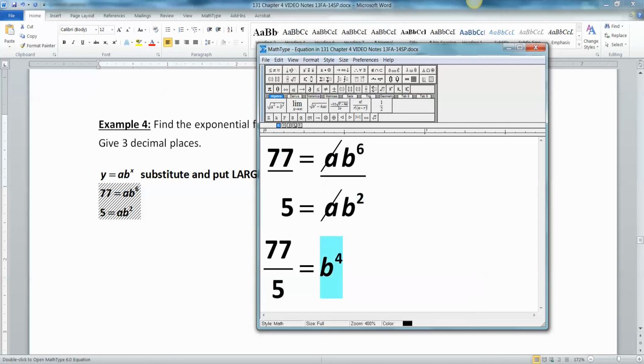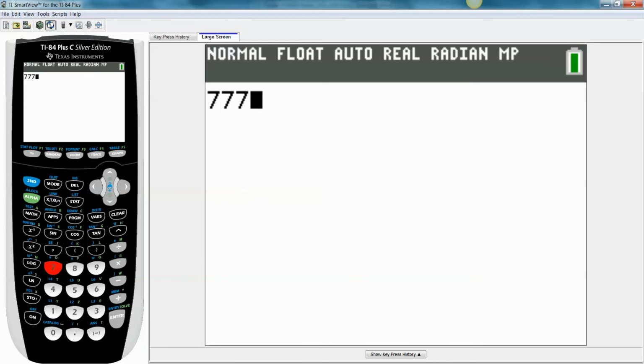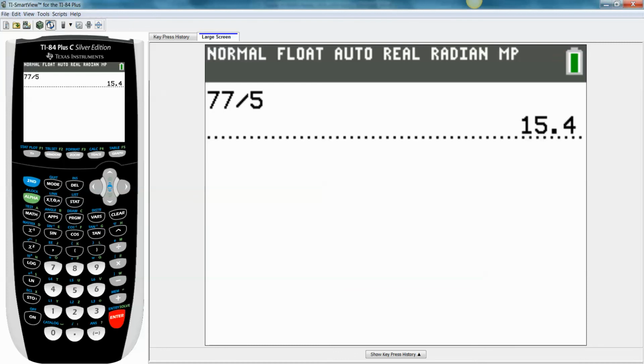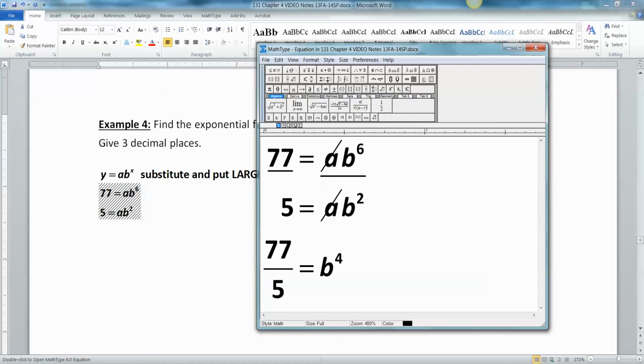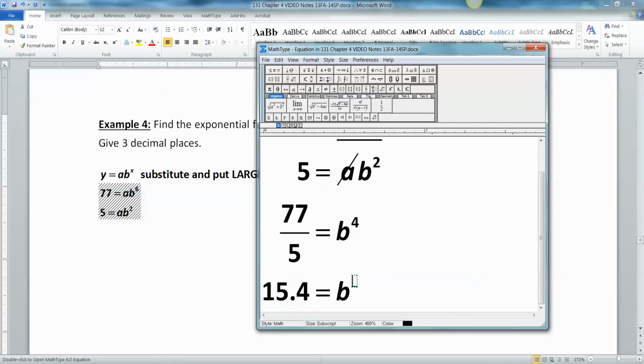All right. Now, how do I solve for b? Well, I can get 77 divided by 5, which is 15.4. Okay, so let's see. 15.4 equals b to the 4th.